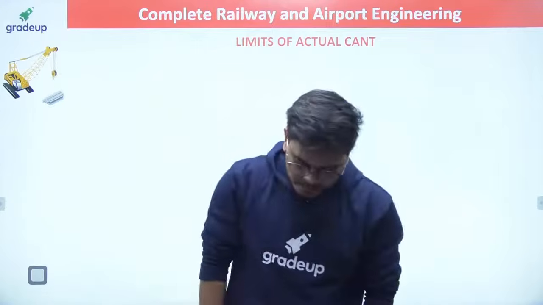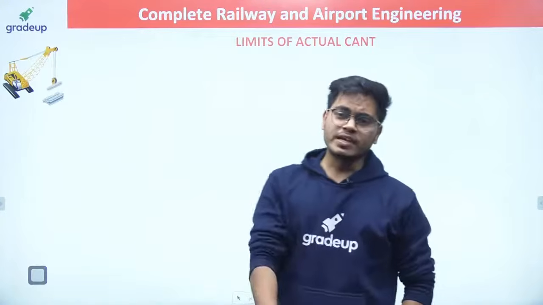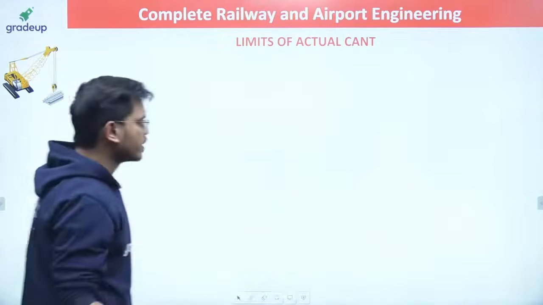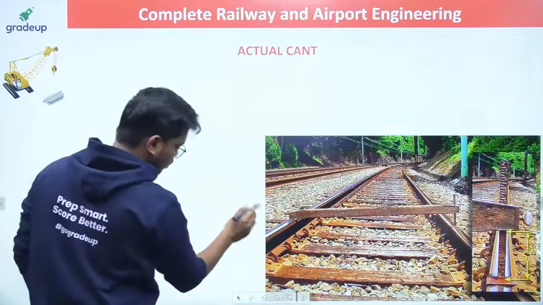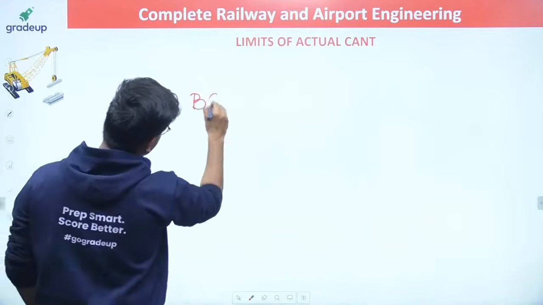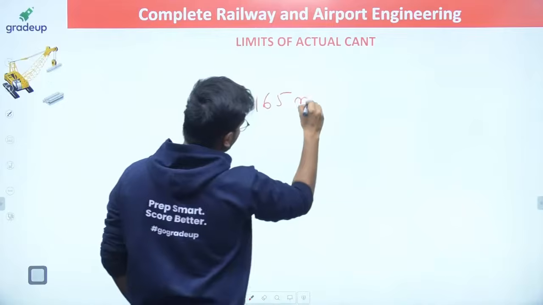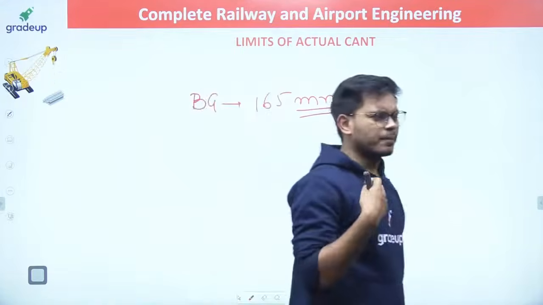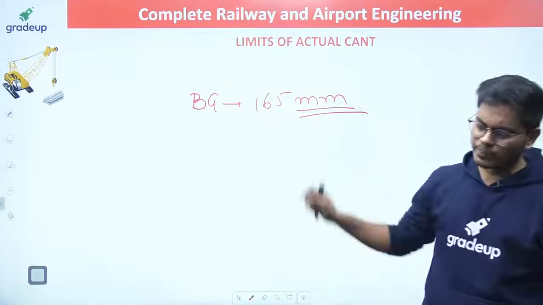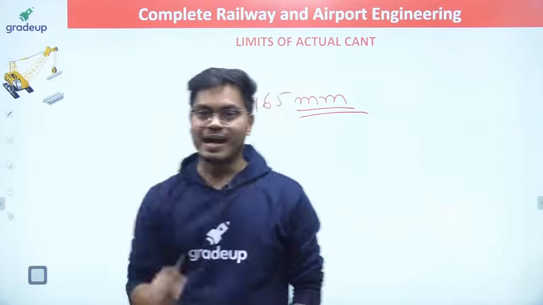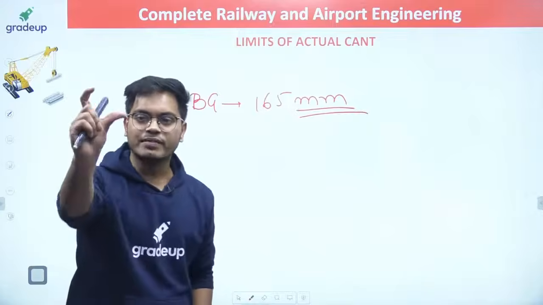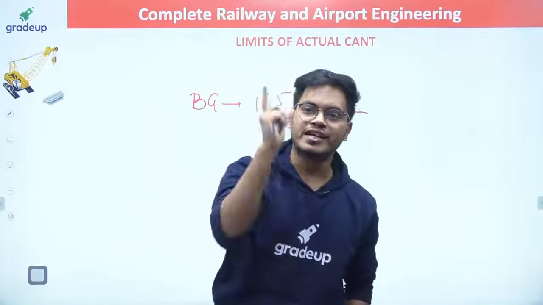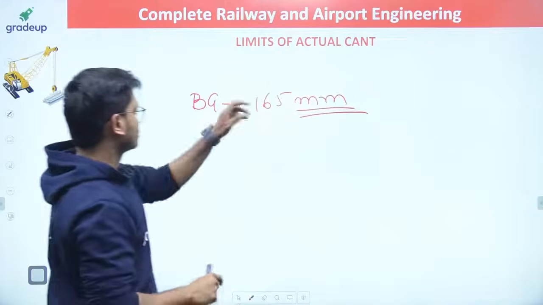Okay, so guys, under normal condition for broad gauge it is 165 mm actual CANT. And if you have some permission from the chief engineer, then you can provide it up to 185 also, but that is also in the special case. Guys, 75 mm is the limit for your CANT deficiency. It is not the limit of your actual CANT.